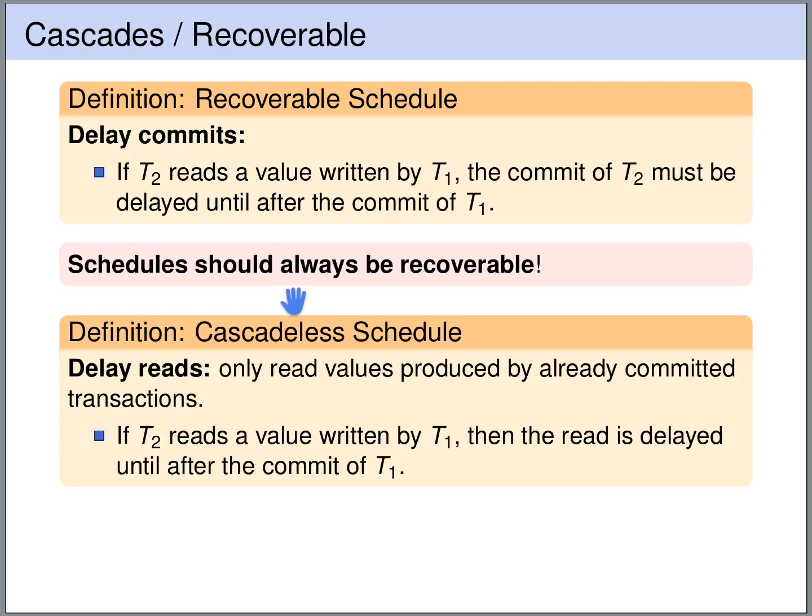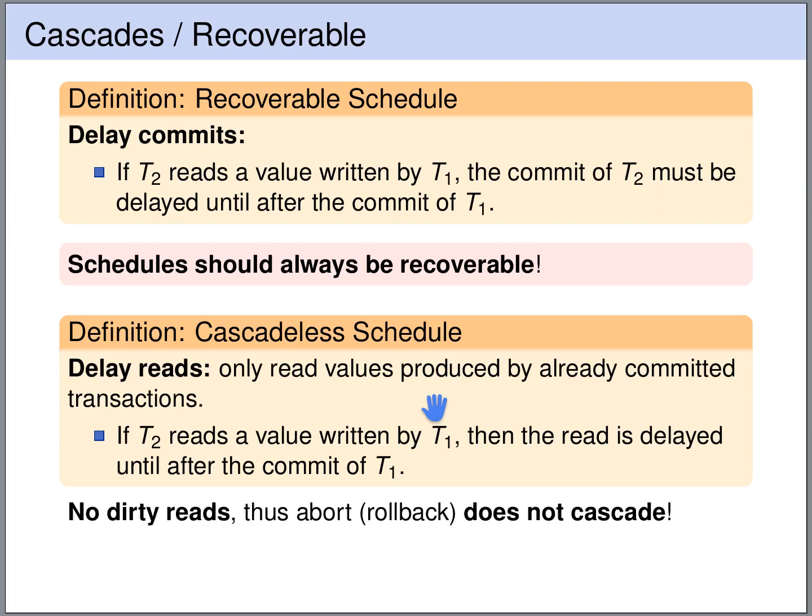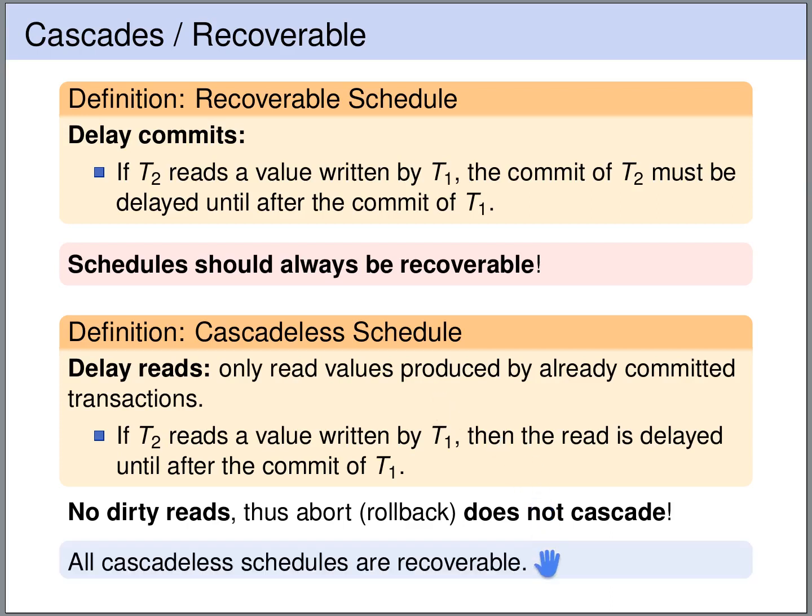We say that the schedule is cascadeless if the following holds, if we only read values that are produced by already committed transactions. So, more precisely, if a transaction T2 reads a value written by T1, then this read is delayed until after the commit of T1. So if we delay the reads until after the commit of the transaction that has produced the value, then there are no dirty reads. And then the rollbacks do not cascade. So it means also that all cascadeless schedules are always recoverable.